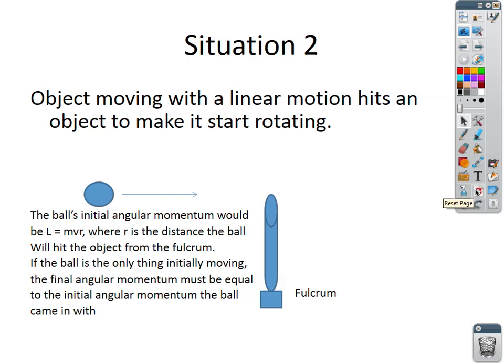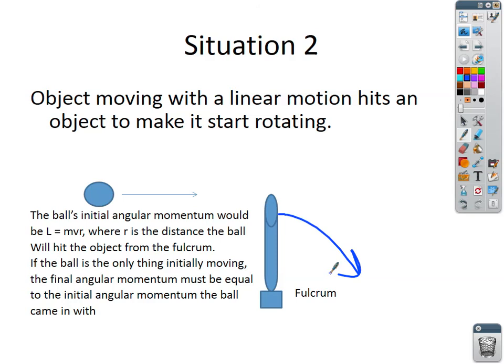Situation 2 is your standard collision situation. Again, we're throwing one object at another, and this object right here has a fulcrum on it. So we should see this object rotate with it. This is your standard collision example. The first example is strange because there's no collision, but the momentum is being conserved.